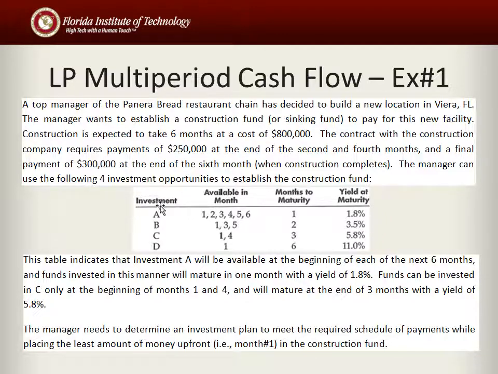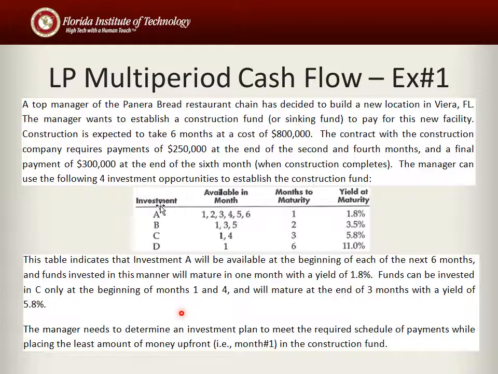So what this table shows is that investment A will be available at the beginning of each of the 6 months, and investment B will be available at months 1, 3, and 5. Investment C can be available at months 1 and 4, and D at month 1. The manager needs to determine an investment plan to meet the required schedule of payments while placing the least amount of money up front in the construction fund.